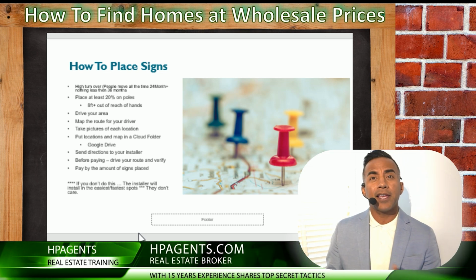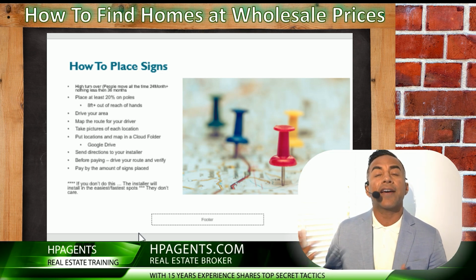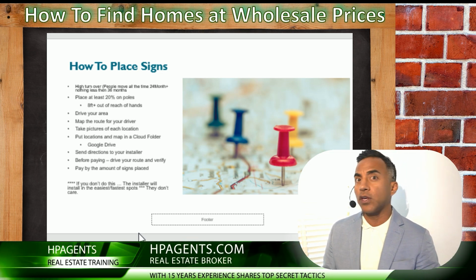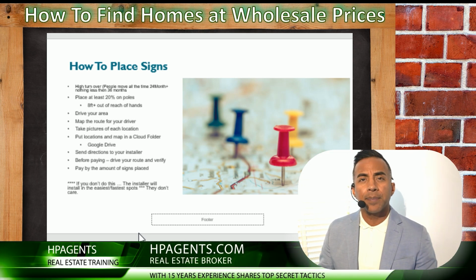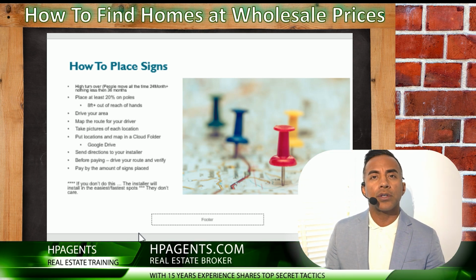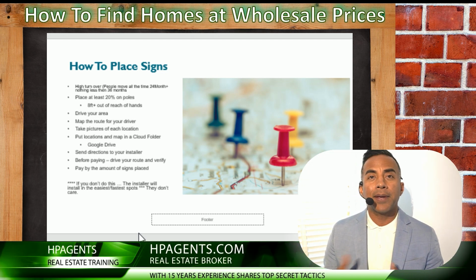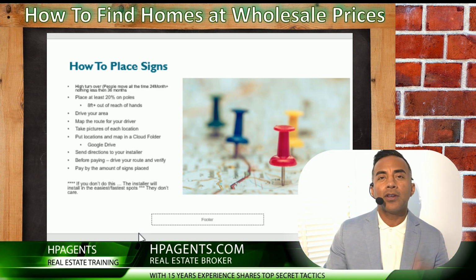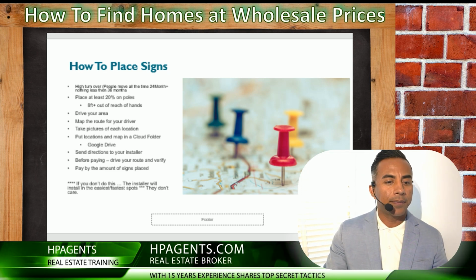And then pay by the amount of signs that they have installed. So if you give them 250, pay them $250, and they can knock that out in 2 hours. 125 signs an hour, give or take. It depends. You've got that air gun, boom, boom, boom, boom. So you're going to have to negotiate with them a bit.